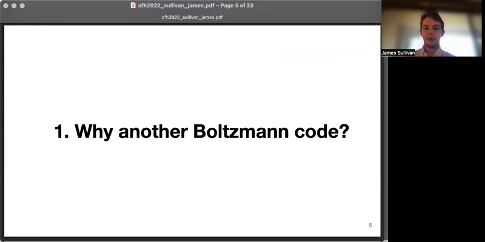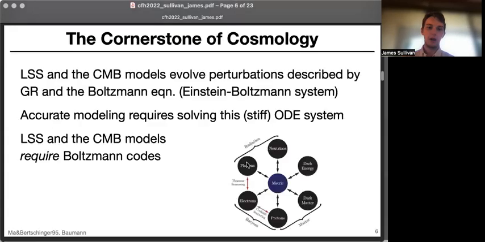So the first question you're probably asking is, why do we need another Boltzmann code? Given that current state of the art codes are so deeply integrated into our scientific pipelines, why even bother? Well, I'll give a little bit of context first before talking about that. Boltzmann codes are numerical solvers of the Einstein-Boltzmann system, in particular the linearized system, which describes the evolution of perturbations from the early universe to late times relevant for observations.